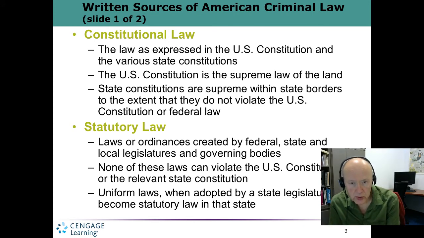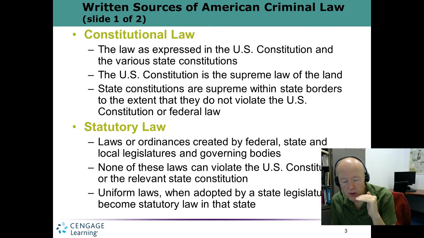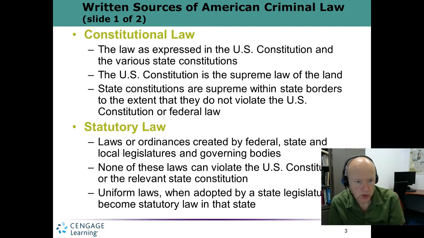And the general rule is that the federal constitution is your floor. You can't go below that in regards to rights or changes to criminal law. And your state constitution is usually your ceiling, but we'll see some examples of that as we move on.